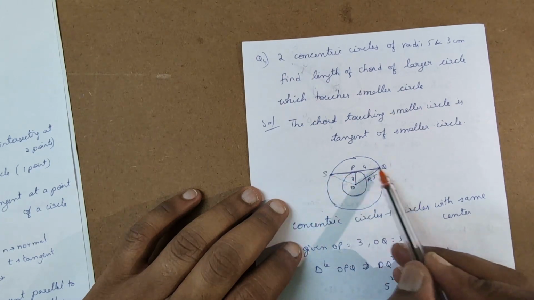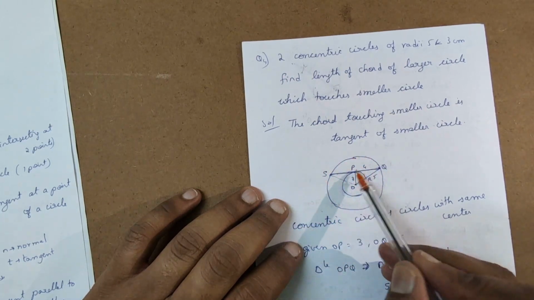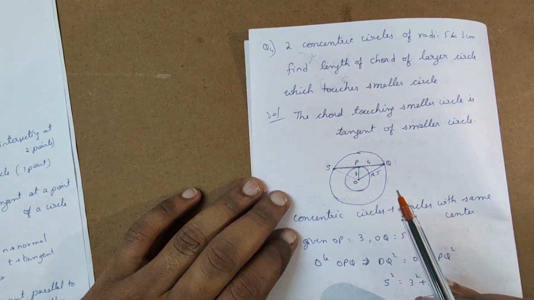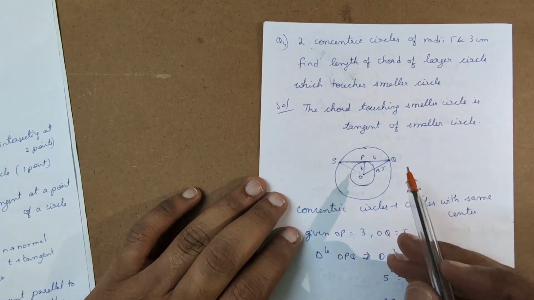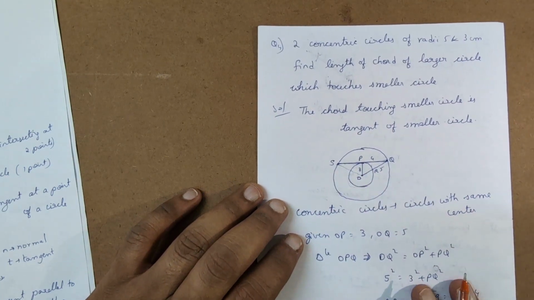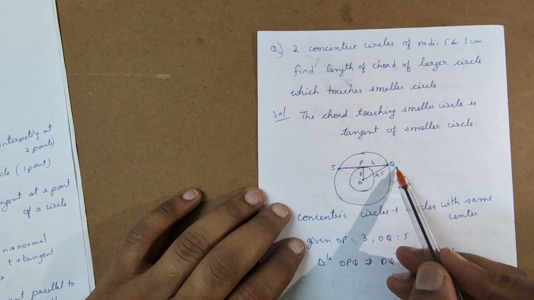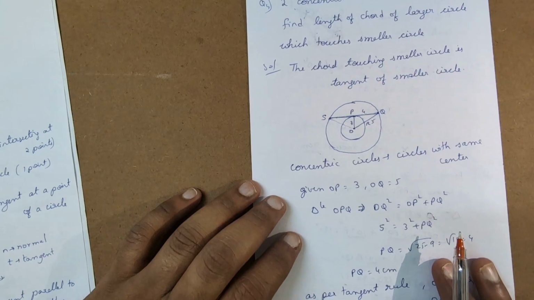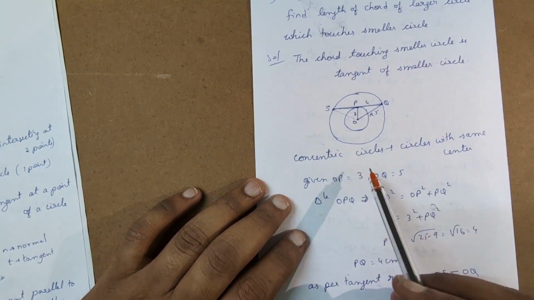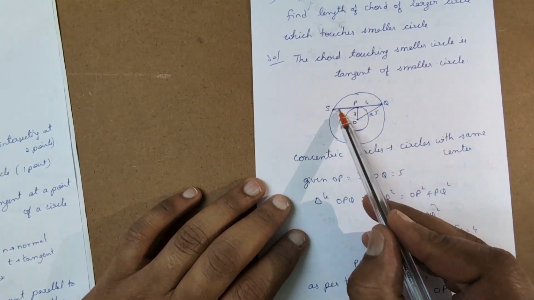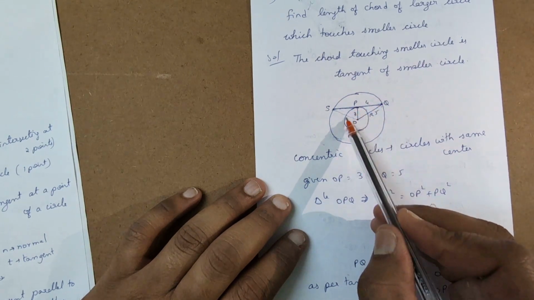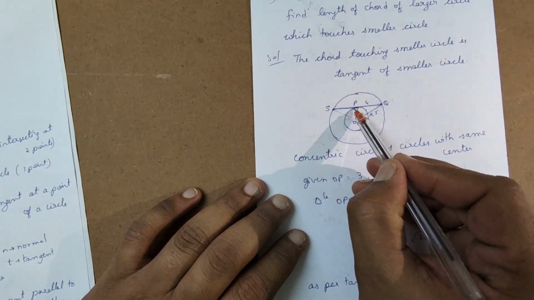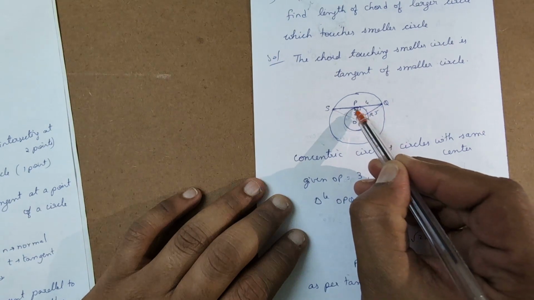So this is a chord to the outer circle, and both circles are drawn like this because these two circles are concentric, that is, they have the same center. Now they are asking us to find the length of this line, SQ. Again, a similar concept: if a line touches the inner circle like this, then it is a tangent. By the tangent property, the angle is 90 degrees.